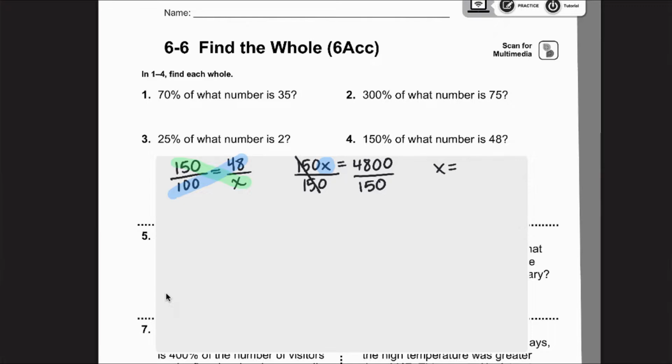Now, I don't like dividing with 10 million zeros if I don't have to, so I know that 10 divided by 10 is 1, 100 divided by 100 is 1, 1,000 divided by 1,000 is 1. So if I can do a 10 divided by a 10 and take that out of there, that makes my problem a whole lot more simple. So really now I'm doing 480 divided by 15.